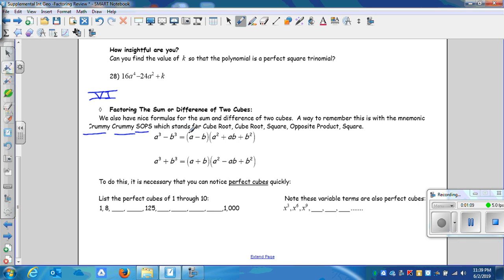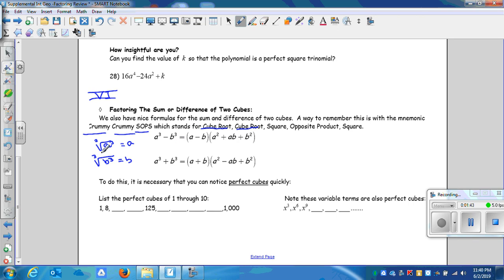Well, to get from a cubed to an a, what you're doing is taking the cube root of a cubed, which gives you the a value. And over here we have a b cubed. We're going to take the cube root of b cubed, and that'll give you the b value. So that's the crummy crummy. The C for crummy crummy is cube root, cube root. So the first set of terms are made from the cube root of both of these.